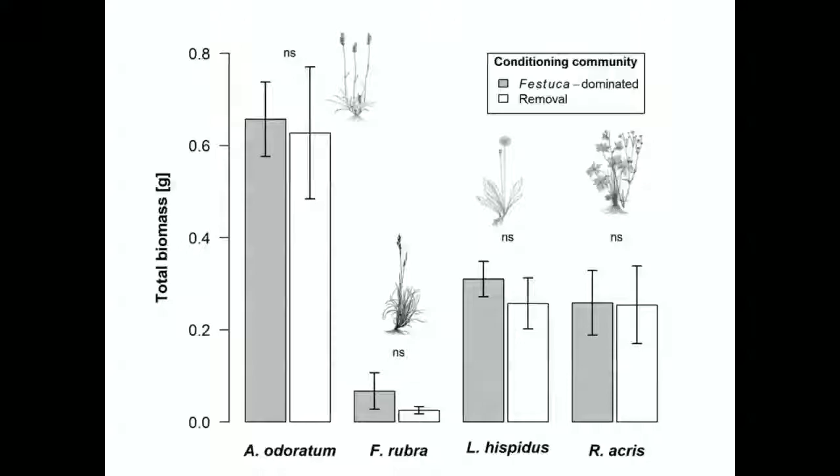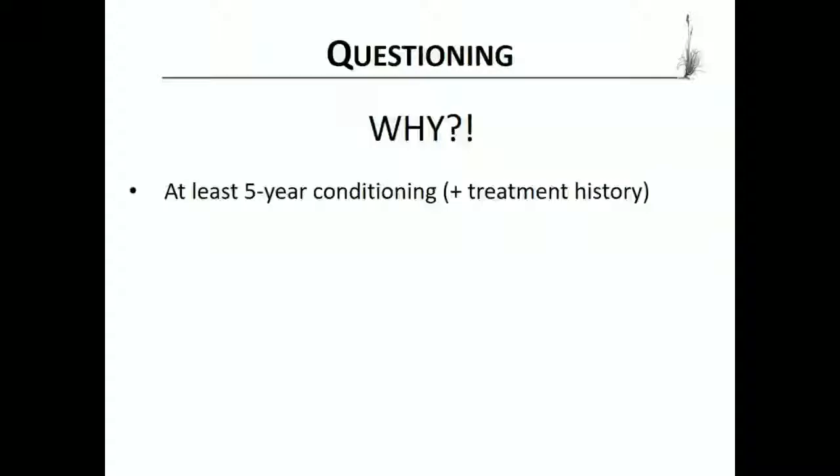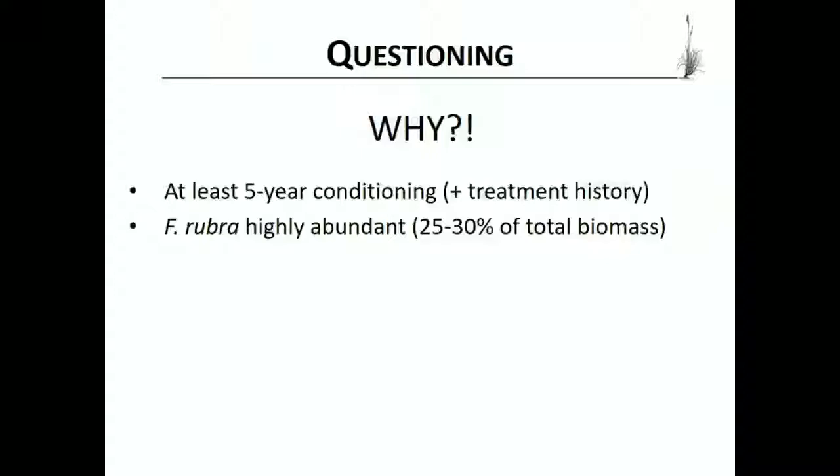But why this result? We had at least 5 years of conditioning, and the treatment history was actually much longer, because it was weeded out for many more years. So this is quite a long time of conditioning. Also, Festuca rubra is highly abundant on these sites. You could have thought that there might be only several individuals, but it was really up to one third of the total biomass of the community. So that is another reason why there should be an effect.